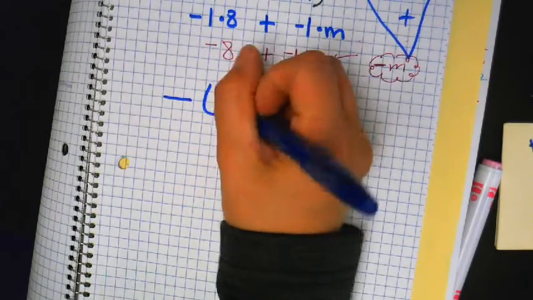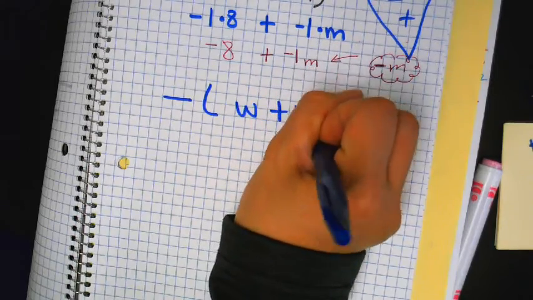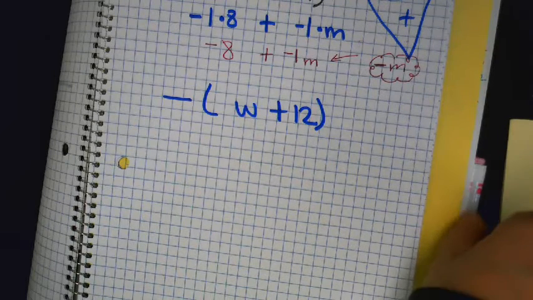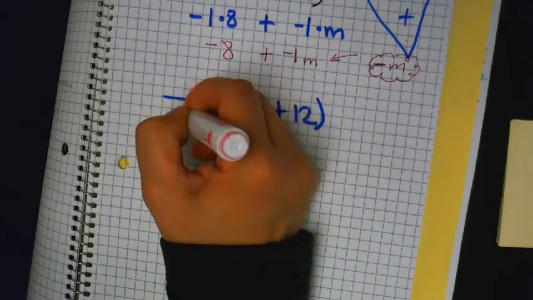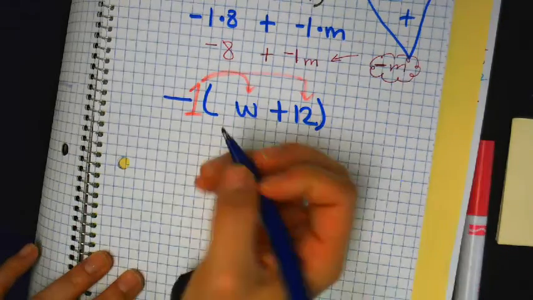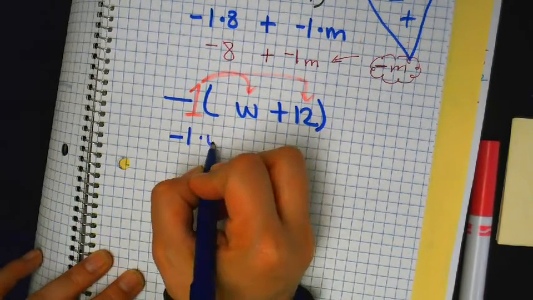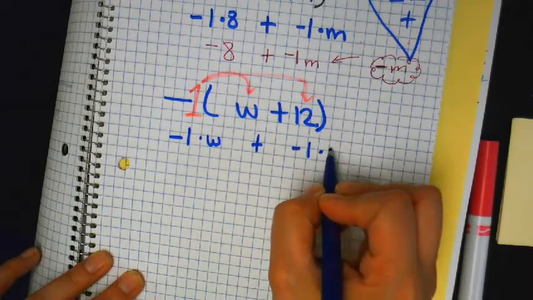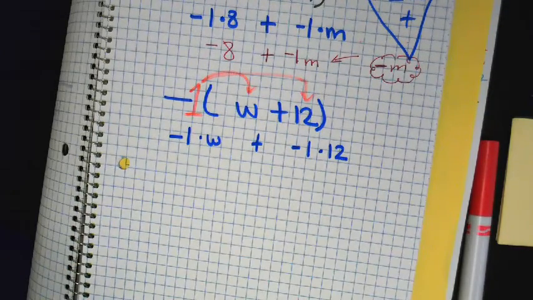Negative parentheses w plus 12. Chris, write this down for us, please. All right. Does it look hard? Definitely. What number are we going to distribute? -1. Does everybody get a -1? Yes, everybody gets a -1. So it would be -1 times w plus -1 times 12. Ooh, Dorito Man again.